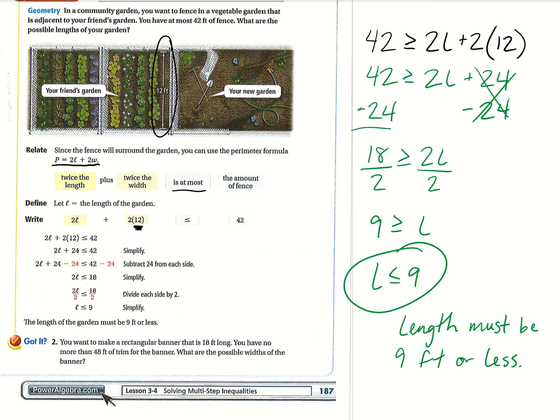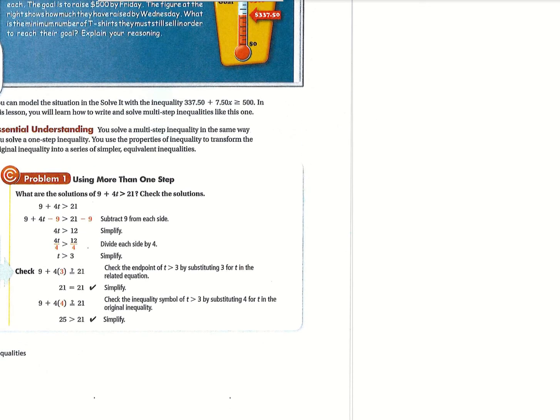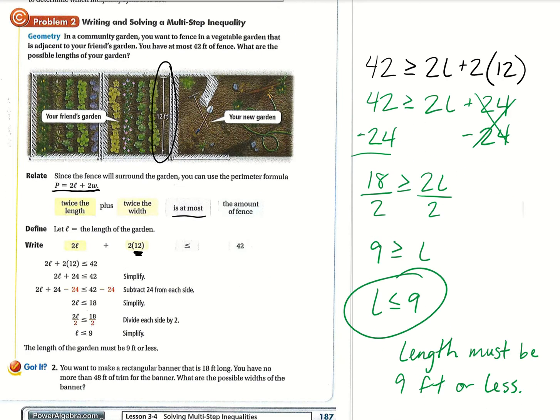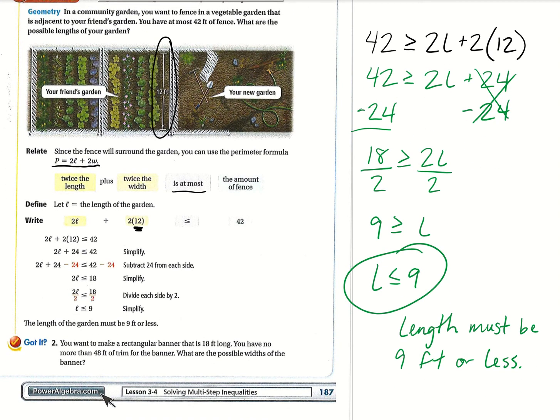Again, you could check that the same way that we checked number 1 up here, where we plugged in and everything. So that is it for problem number 2. Go ahead and try out the got it problem number 2 as well.